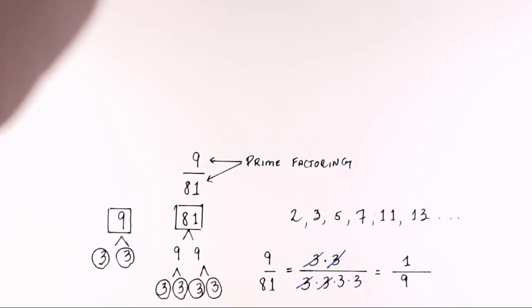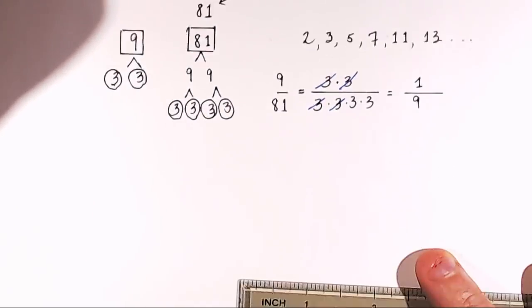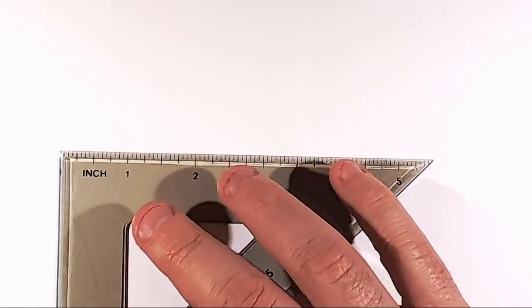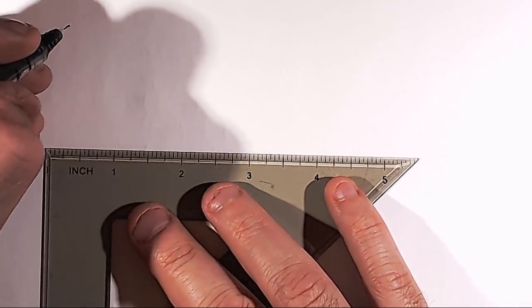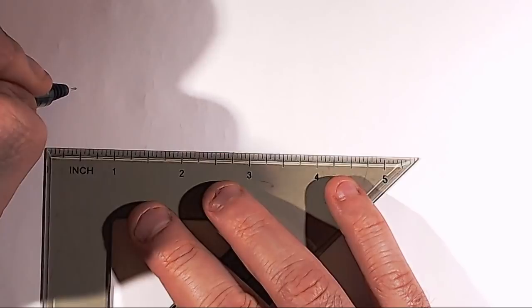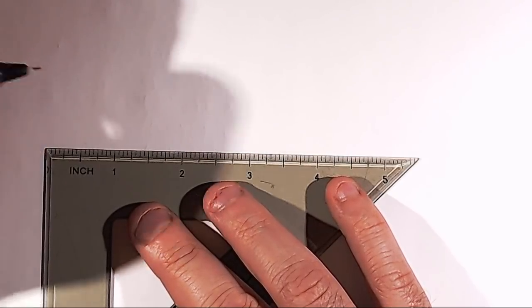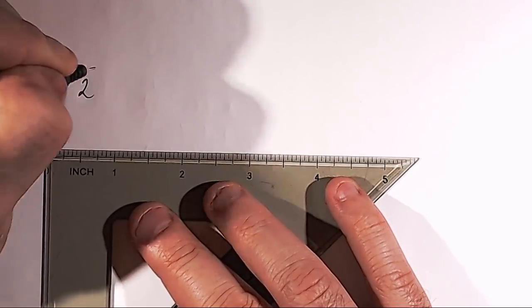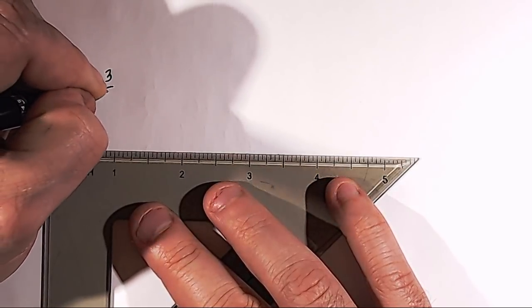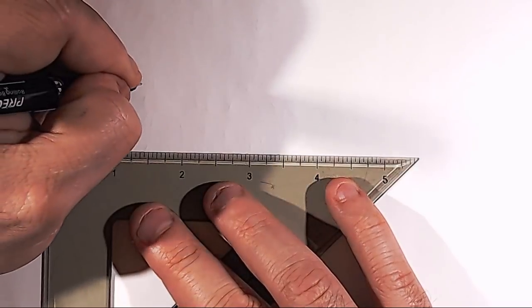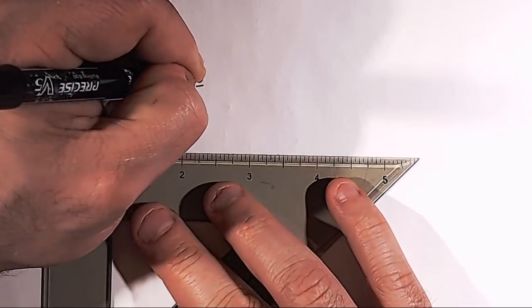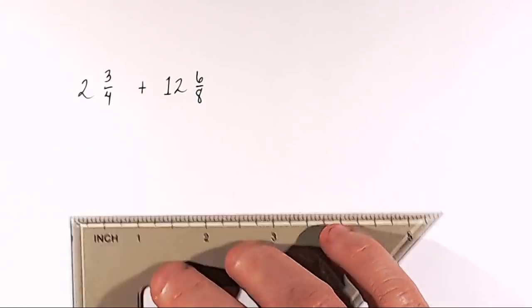The next problem requires us to find common denominators. So finding common denominators is always a tough one, and converting from proper fractions to improper fractions. So here's the question. 2 3/4 plus 12 6/8.